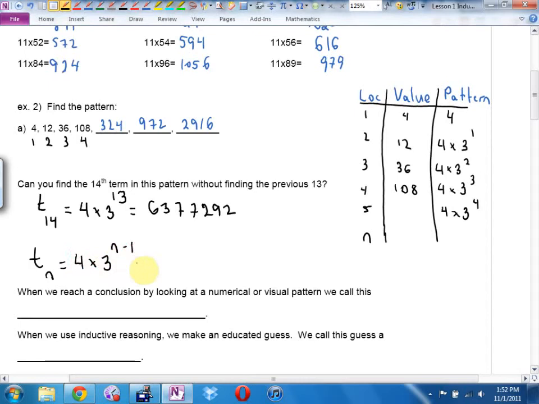I think if I wanted to try and do this like a math nerd and explain the pattern, Emily, that's what I would write. You want the 20th term? 4 times 3 to the 19th. You want the 80th term? 4 times 3 to the 79th. Whatever term you want is 4 times 3 to the power of 1 less than the term number that you want. Is that okay, Jordan? And do you see how I spotted that?